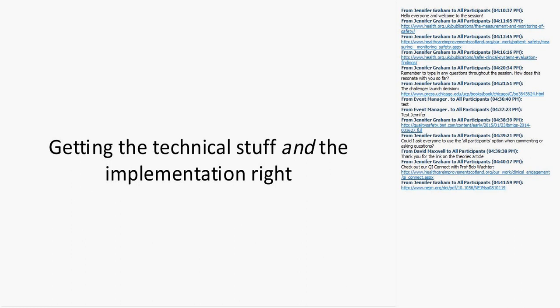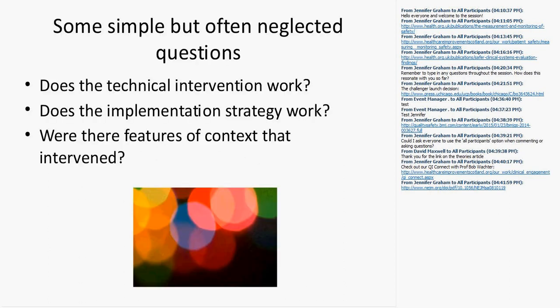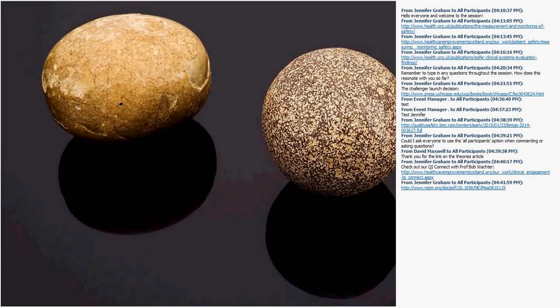So coming to my talk now, I'm going to identify the challenges of getting both the technical stuff and the implementation right. Kind of simple but often neglected questions are: does the technical intervention work? Does the implementation strategy work? And were there features of context that intervened? And it's very helpful to divide up these questions this way.